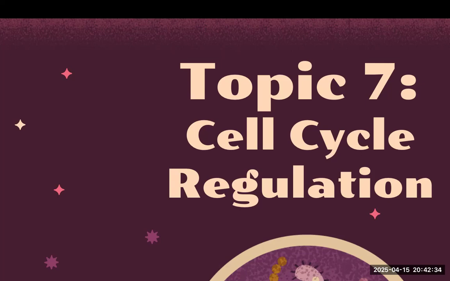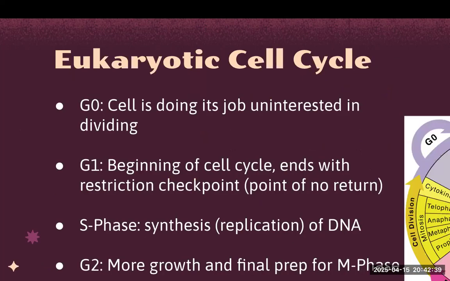We're here. Okay, cell cycle regulation. Let's get into it. So, what does G stand for? Growth. G stands for growth. Okay, G0. The cell is doing its job, uninterested in dividing. It's low-key just chilling, growing, doing its thing.